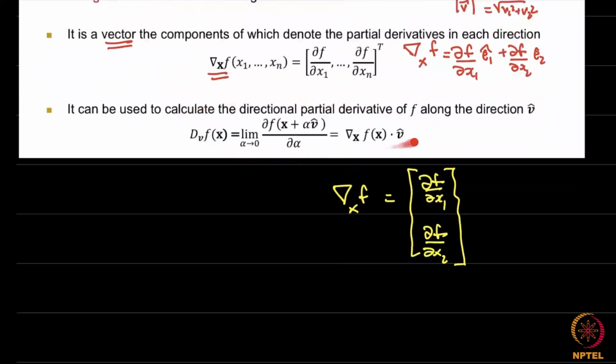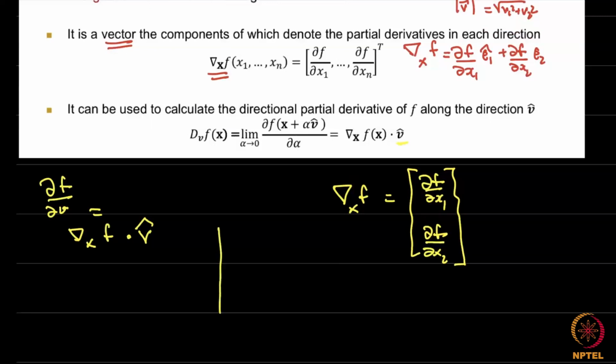Which is that when I want the partial derivative along any direction v, notice this. Just like we had the partial derivative along x and the partial derivative along y, we can actually find out the partial derivative along any direction by simply saying del f del v, that direction, is gradient of f dotted with the unit vector along that direction.